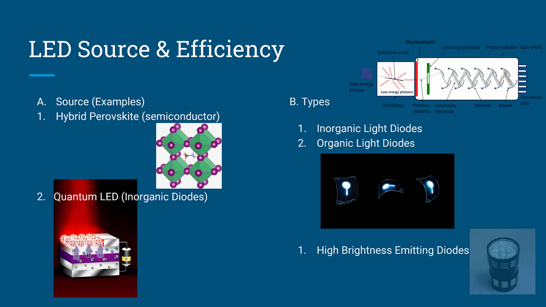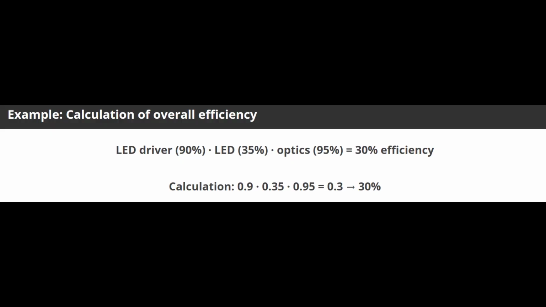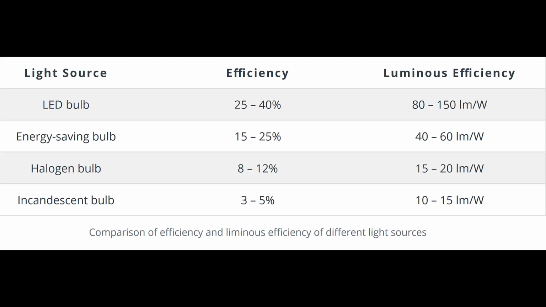LED efficiency is indicated by the ratio of the electrical power consumption and the luminous flux in lumen. LED losses can be due to many different parts, such as the driver electronics, the light-emitting diodes themselves, and the optics involved. As for efficiency, LED bulbs rank over energy-saving halogens and incandescent bulbs, which are the weakest in efficiency on the chart.